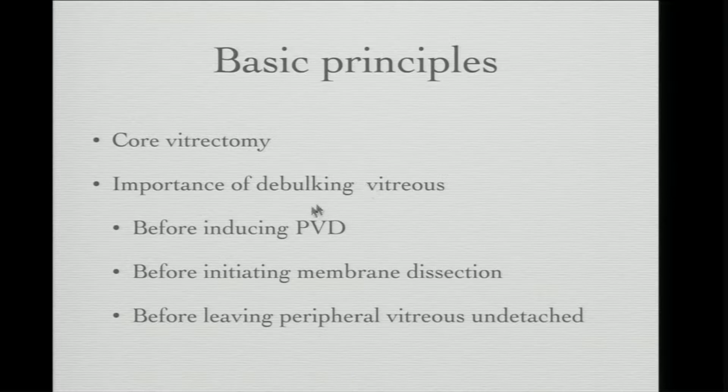You may do it before inducing PVD, before initiating a membrane dissection, and before leaving peripheral vitreous undetached. Means you have detached the vitreous in the posterior pole, but the whole peripheral vitreous is stuck. When it is stuck and you know beyond this I can't detach it, at least debulk it. So don't leave it like a thick vitreous gel in the periphery stuck to the retina. So before all these three steps, you must debulk the vitreous.